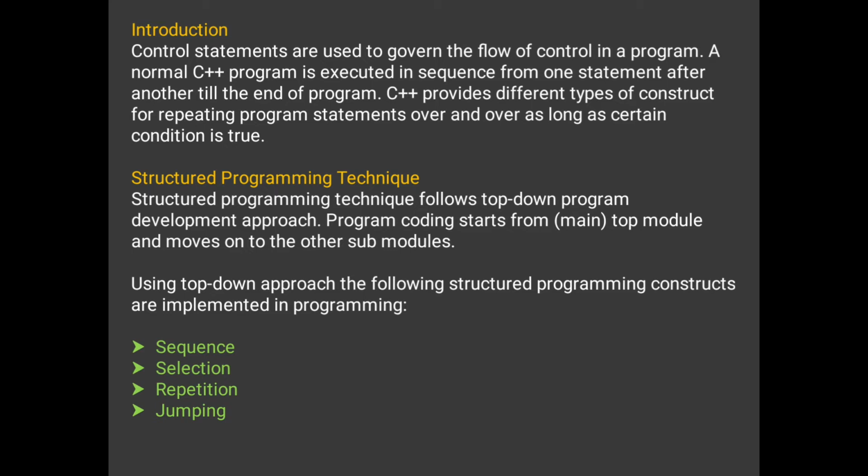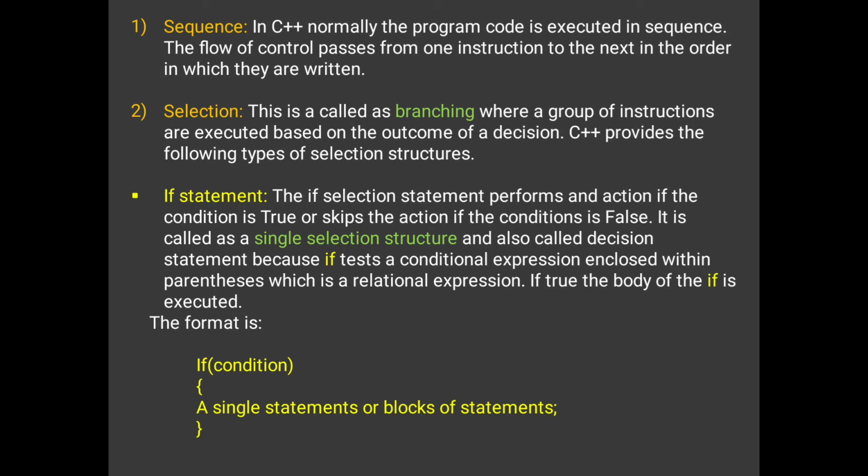Clear? Now, using the top-down approach, the following structured programming constructs are implemented in the program. We shall see all these four, one at a time: sequence, selection, repetition, and jumping. The first one is sequence. Normally in C++, the program code is executed in sequence. The flow of control passes from one instruction to the next, in the order in which they are written. We have already seen such programs in Unit 2.